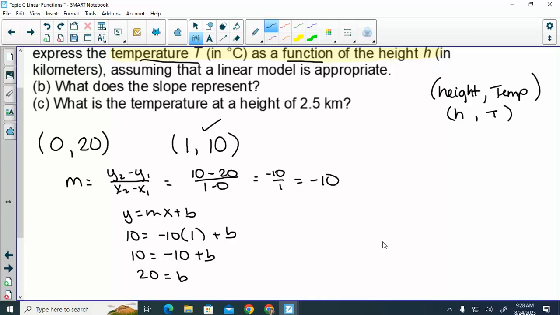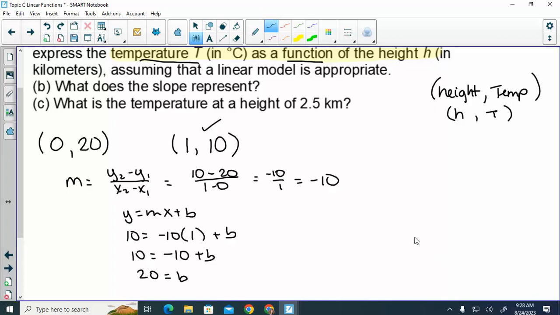How could I have known that before? Yeah, the point was 0, 20. A y-intercept is what's the value when x is 0? So you could have just seen it from that ordered pair, but if not, we worked it out. It took us 10 seconds. We got it. No big deal.